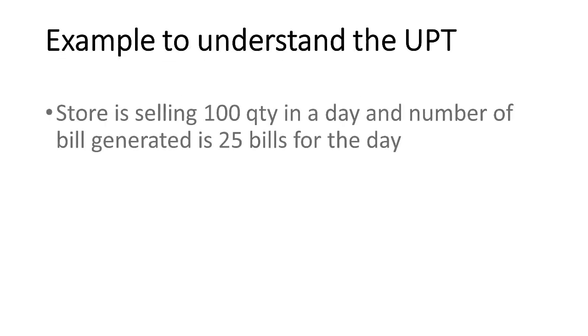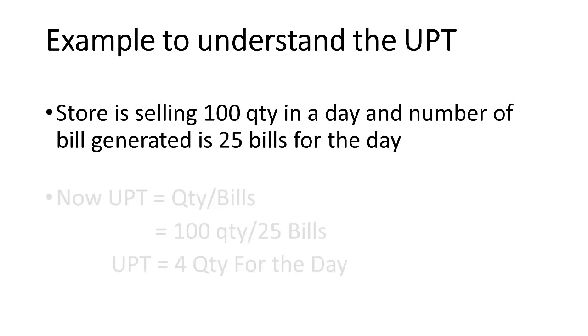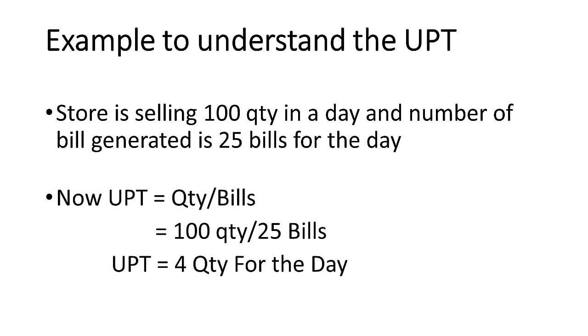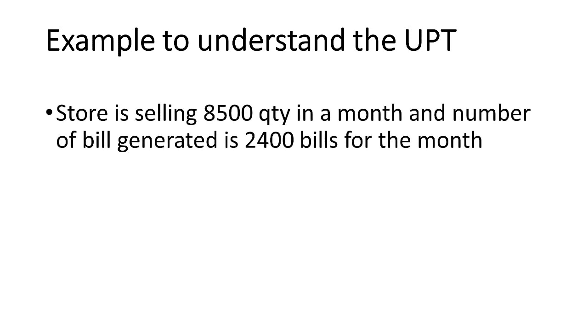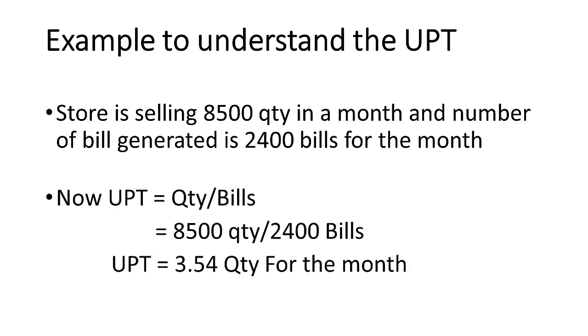In the first example, the store is selling 100 quantity for the day, and to sell these 100 quantities, the bills generated are 25 bills. Now the IPCM will be 100 quantity divided by 25 bills. So here the IPCM is 100 divided by 25, that is 4. That is, 4 products are getting billed in each bill. Now let us consider the second example. Consider the store is selling 8,500 quantities in a month, and to sell these 8,500 quantities, the bills generated are 2,400. Now the IPCM will be 8,500 divided by 2,400, that is equal to 3.54. So in this example, the IPCM is 3.54. That is 3.54 quantities are getting billed in each bill.